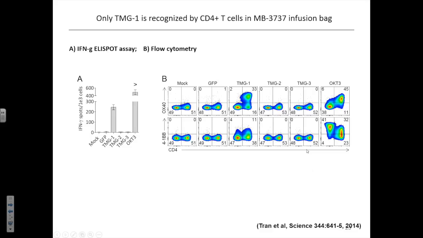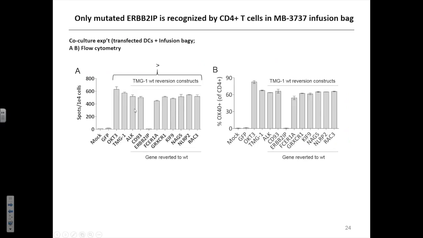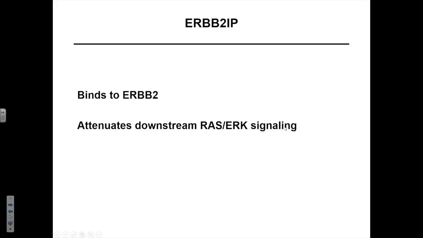Suggesting it was a CD4 cell. We then looked at all of the 12 genes that were being encoded in tandem mini-gene 1 by reverting them to wild type, and only this one gene, ERBB2, when mutated back to wild type, turned out to be the gene recognized by this patient's TIL that had fairly minimal to no effect in treating her when large numbers of these cells were given. And this was true based on an ELISpot assay, but also by OX40 upregulation, thereby identifying this ERBB2 as the mutated gene recognized by our TIL.